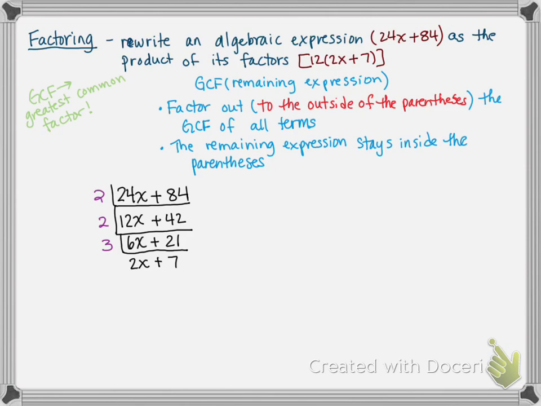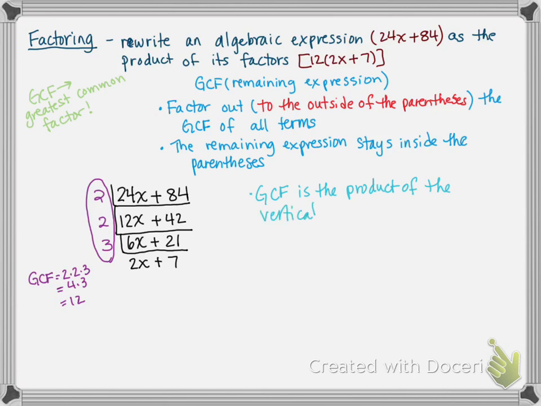All right, so how do we rewrite it as that factored polynomial, so to speak? Well, we're going to take the vertical numbers and we're going to multiply those together. And that's going to be the GCF. So 2 times 2 is 4. 4 times 3 is 12. So I'm going to write over here, the GCF is the product of the vertical factors.